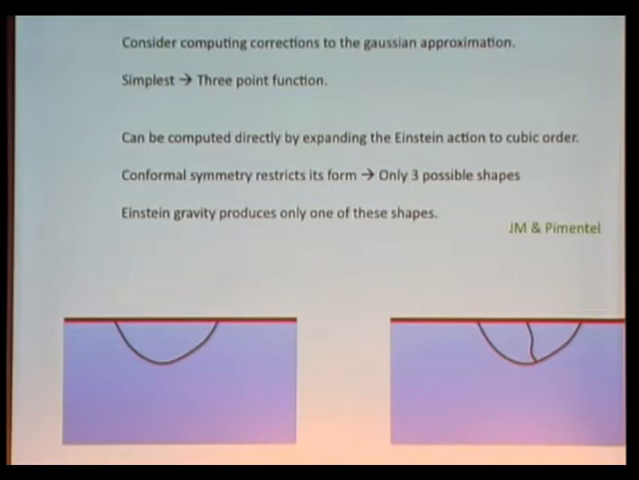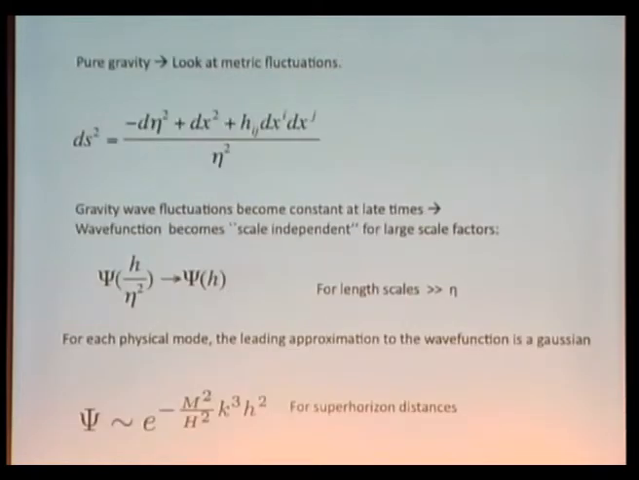We could consider computing corrections to the Gaussian approximation, and the simplest correction would be to compute the 3-point function. And that can be computed directly by expanding the Einstein action to third order. And in this particular case, we can do something without actually doing the computation, because conformal symmetry restricts its form in the same way that it was restricting this form. This factor of k cubed just comes simply from scaling symmetry.